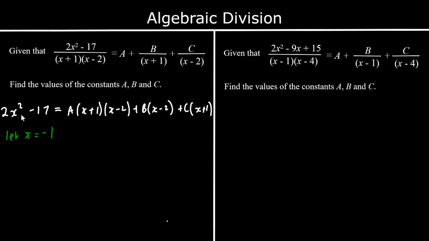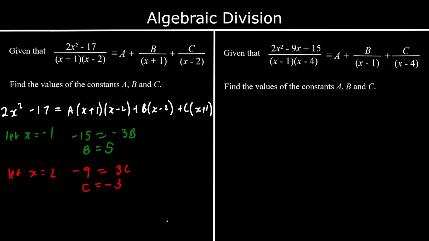So if x is negative 1, 2 times negative 1 squared is 2. 2 take away 17 is negative 15. And a is gone and c is gone. That's negative 3b. b must be 5. If we let x equal 2, we'll get 2 times 2 squared, which is 2 fours, 8. Take away 17, which is negative 9. A's gone, b's gone. That's equal to 3c. c must be negative 3.